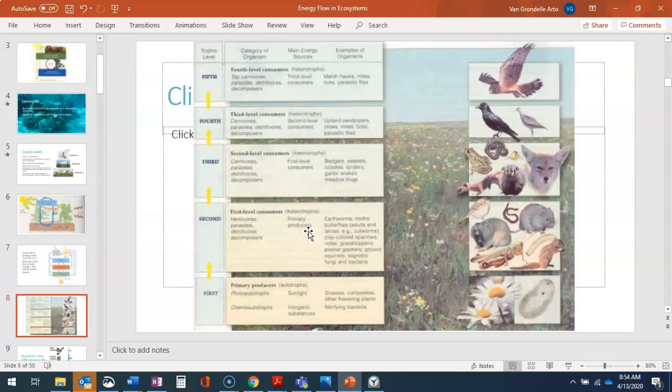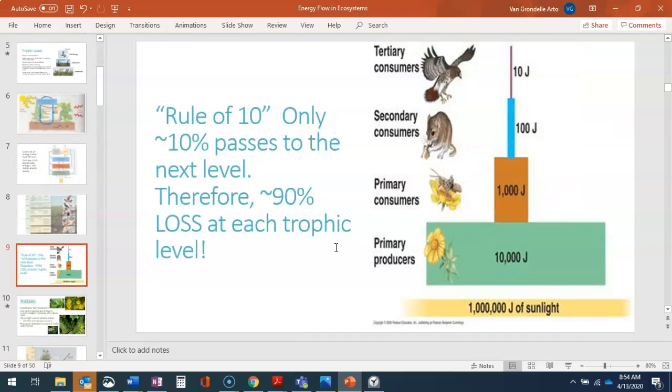Okay, this is the trophic levels. Only 10% is available to go up. Of all the energy they take in, only 10% will go up, because only 10% of all the energy an animal or an organism uses becomes tissue available to be eaten by the next trophic level. There's the 10% rule. J is joules or energy.